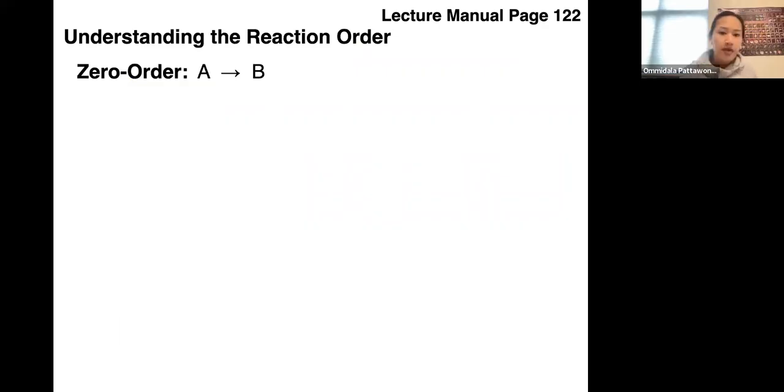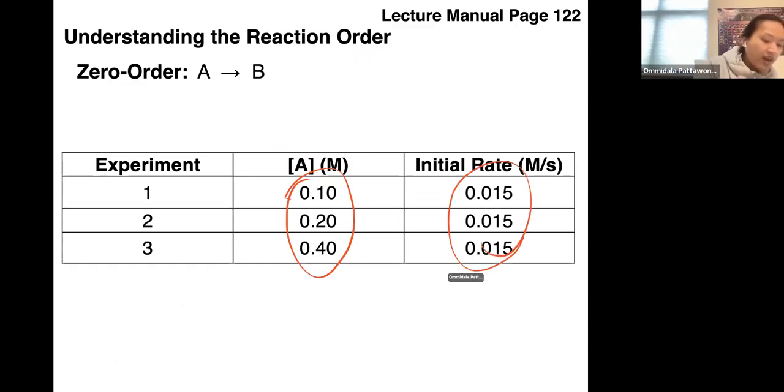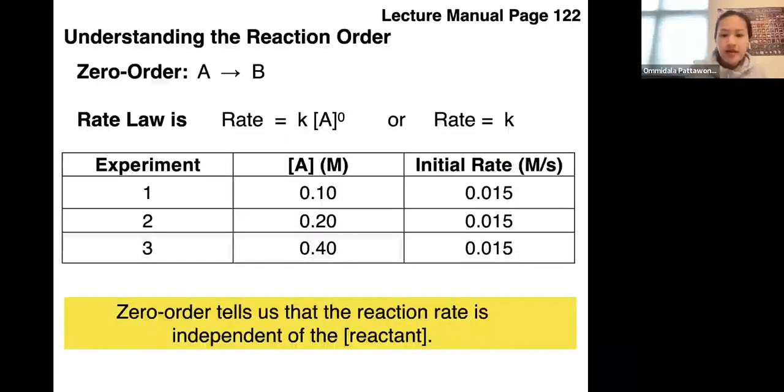As I mentioned earlier, the reaction order will tell you about the relationship between how the concentration changes and how it affects the rate. So let's take a look at zero order. If you're looking at zero order, as you saw previously with hydrochloric acid, when you change the concentration, it doesn't affect the rate at all. The rate stays the same. So the rate law would show that the rate equals the rate constant. The concentration of the reactant doesn't have any effect on the rate at all. So again, zero order tells us that the reaction rate is independent of the concentration of the reactant.